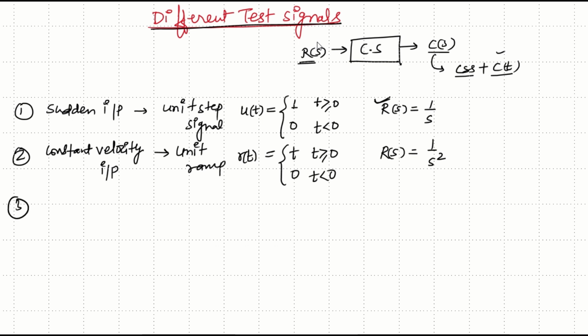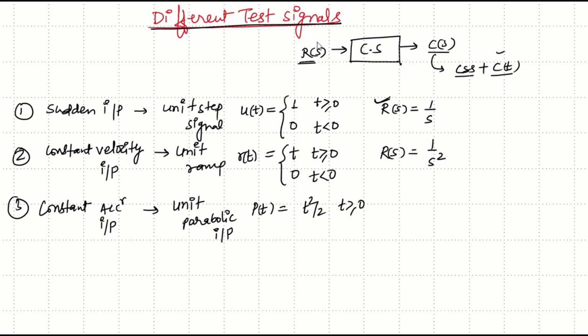The third input is the constant acceleration input, which is denoted by a unit parabolic input, denoted by p(t), which is mathematically defined as t square by 2 for t greater than or equal to 0, and for t less than 0 it is 0. And the Laplace transform of t square by 2 is 1 by s cube.